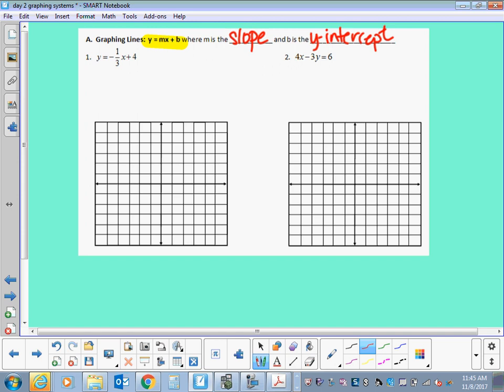So looking at number 1, what is my slope? Y equals -1/3 x plus 4. What's my slope? -1/3. And what's my b? Where do I begin? 4, 0. At 4. Okay, my y-intercept is 4. So because I'm beginning at 4, I'm going to go to positive 4 and make my first point. 1, 2, 3, 4.